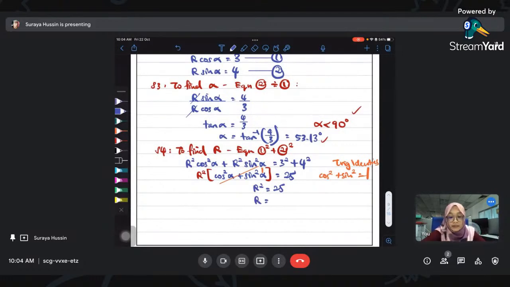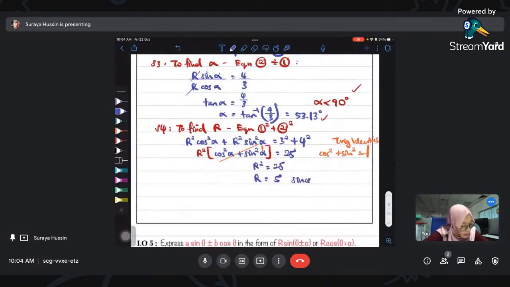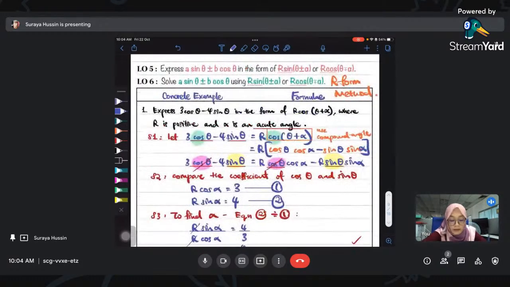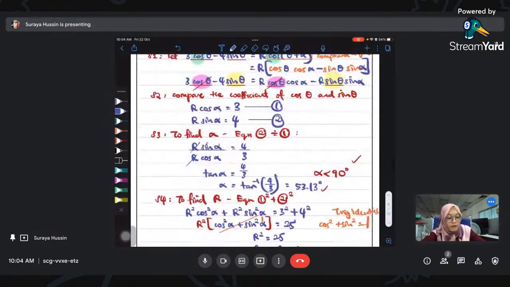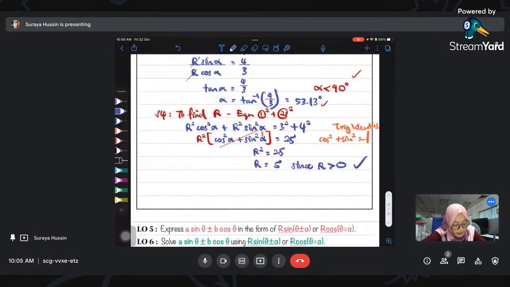Kenapa you ambil 5 sahaja? Sebab dia yang kata since R must be positive. Dia yang kata dalam soalan R is positive. Therefore we just follow the question. Follow the question sahaja. And so the final conclusion, which is step 5.